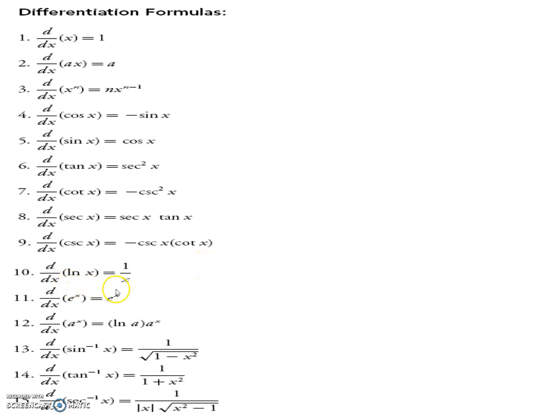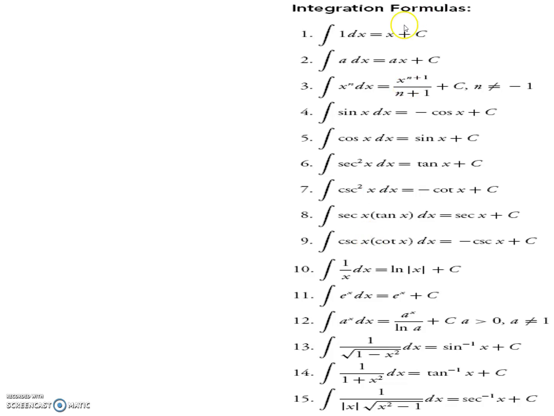Derivative of log x is 1 upon x. Derivative of e raised to x is e raised to x. Derivative of a raised to x is log a into a raised to x. Derivative of sin inverse x is 1 upon under root 1 minus x square. Derivative of tan inverse x is 1 upon 1 plus x square. And derivative of sec inverse x is 1 upon x under root x square minus 1. Now integration is also called antiderivative. How is it possible? Let us check.